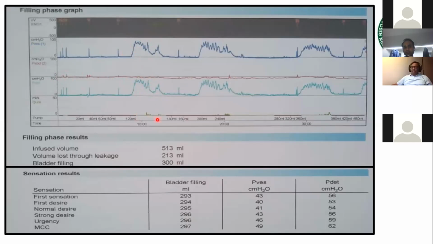And this is associated with the leaks. So this patient has an infused volume of 513 cc. These are the sensations.